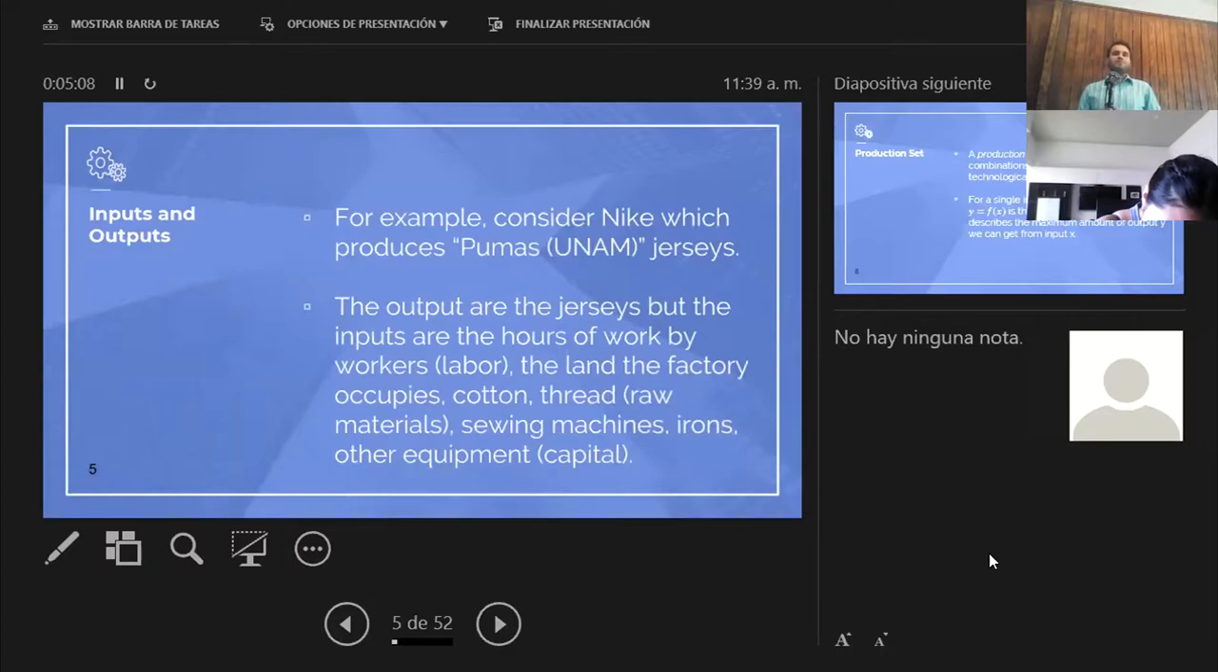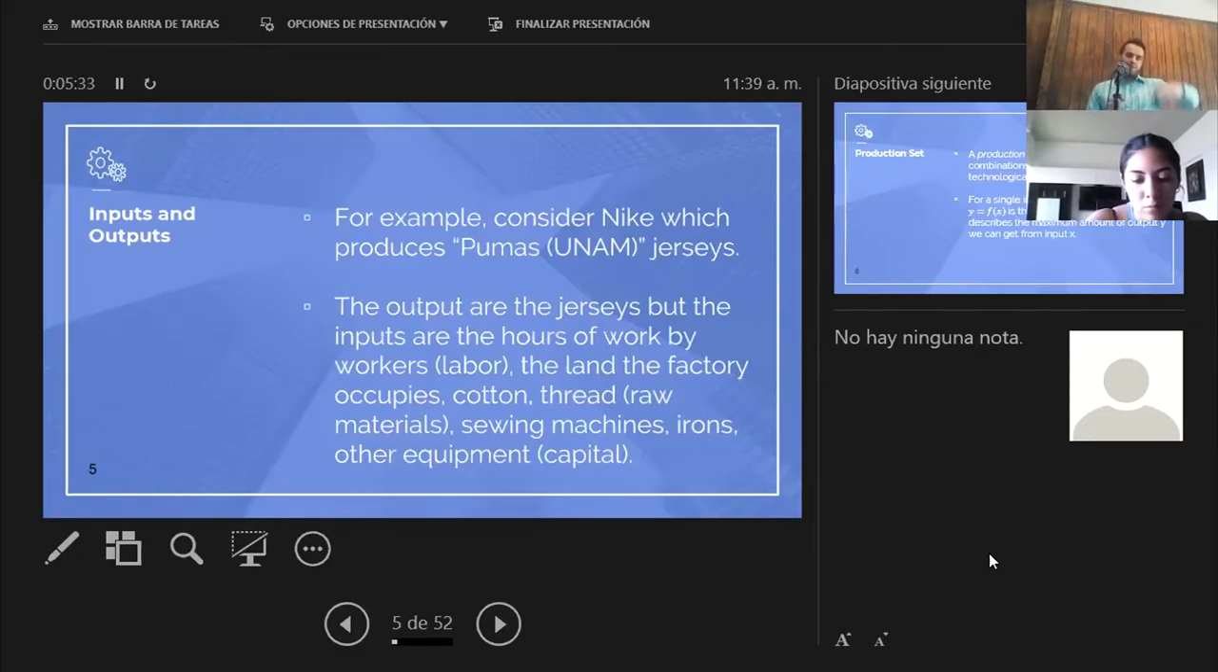Suppose that we're working with manufacturing, in this case, the clothing industry. So consider Nike, the brand, which produces a bunch of sports shirts, entre ellas las camisas de los Pumas, equipo al que yo le voy. So they produce basically a bunch of soccer team jerseys from around the world. And the output in this case would be the jerseys de cada equipo del cual produzcan.